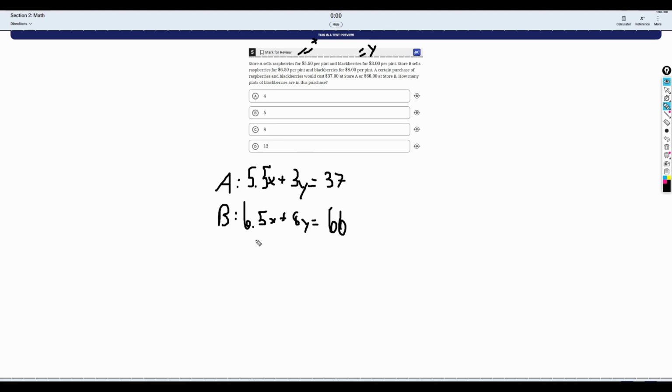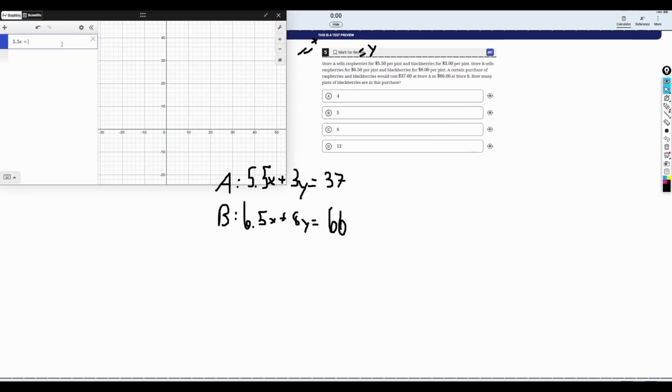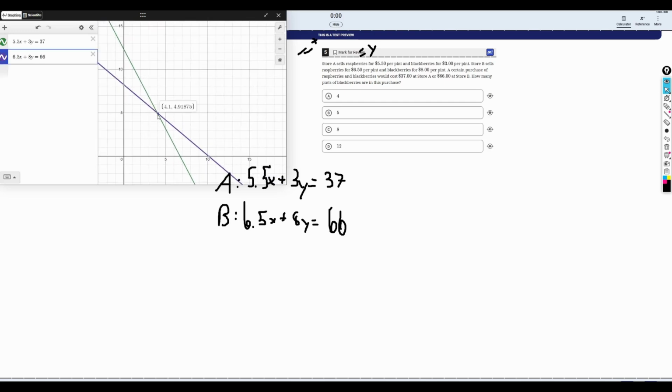Now you could solve this, but I think it would be easier to graph on Desmos. So you can just go 5.5x plus 3y equals 37. And then 6.5x plus 8y equals 66. Now the answer would be right here. So you're given x equals 4 and y equals 5. Now the one we are concerned about is y, which is equal to blackberries, and it's asking how many pints of blackberries are in this purchase. So it would be 5.